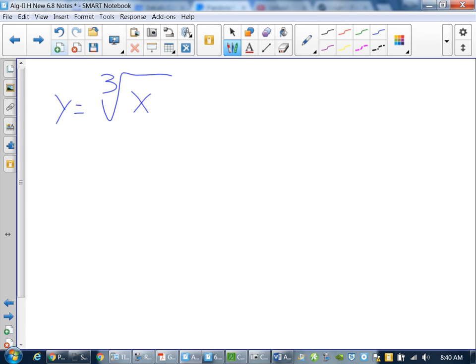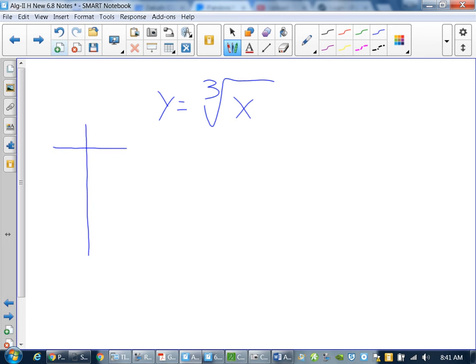So when we look at cube root functions, we are no longer looking for perfect squares. We're going to look for perfect cubes. Exactly. So what you need to think of here are what are going to be your perfect cube roots. 8, good. You have 1, 8, 27. So we're going to have 0, 1, 8, 27.